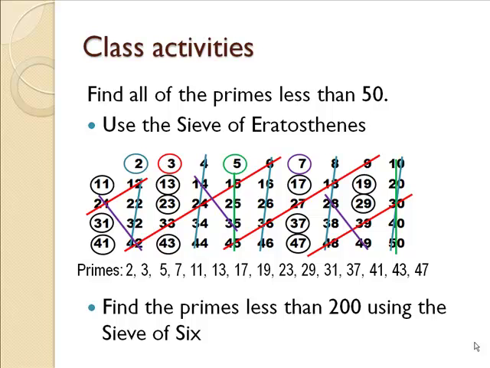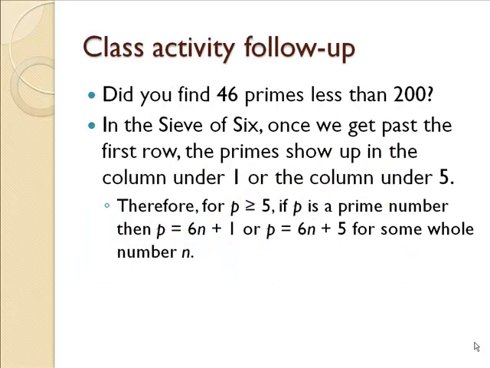You should have found 46 prime numbers less than 200. And what you should notice is once we get past the first row, the primes are going to show up either in the column under 1 or the column under the 5. That's because all the numbers under 2 and 4 and 6 are crossed off as multiples of 2, and all the numbers under 3 are crossed off as multiples of 3.